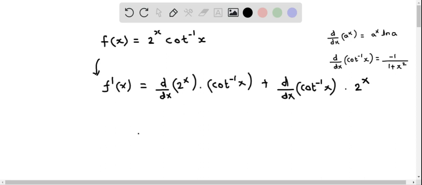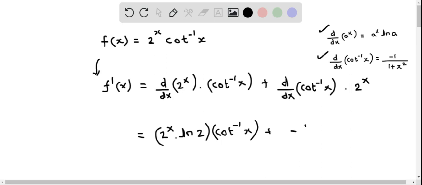For the derivative of 2 to the power x, we can utilize this formula, that is d by dx of a to the power x is a to the power x times the natural logarithm of a. Here it is in this form where a equals 2. So when we use this formula, this will be 2 to the power x times the natural logarithm of 2. And then multiply this with cot inverse of x, plus we can utilize the formula for the derivative of cot inverse of x, which is negative 1 over 1 plus x squared. So this becomes negative 1 over 1 plus x squared times 2 to the power x.